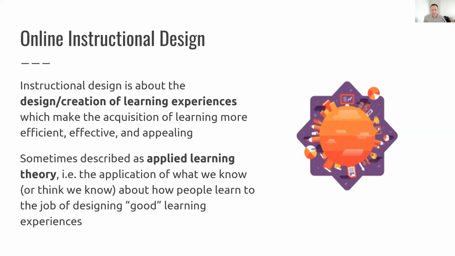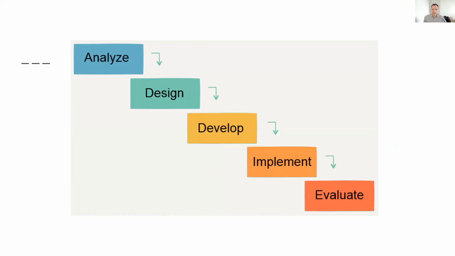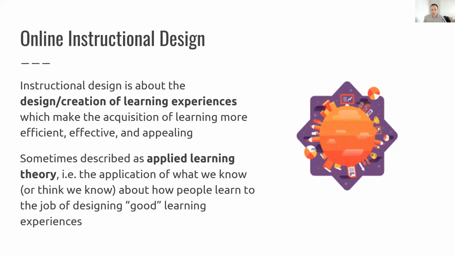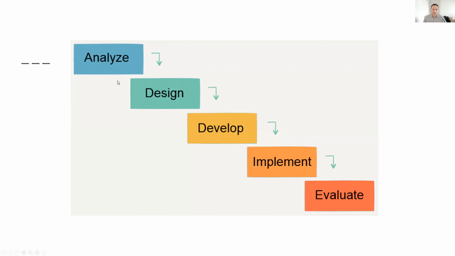Sometimes it's a world or a practice described as applied learning theory. So we often think about how people learn, and we draw and abstract different lessons and principles from cognitive psychology and different schools of thought like social constructivism and connectivism and so forth, about how best to help people learn. There's lots of different models, as you can imagine, for how you go about developing these learning experiences. I won't spend too long on this, don't worry.